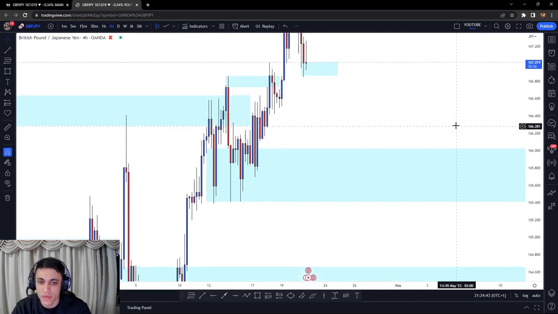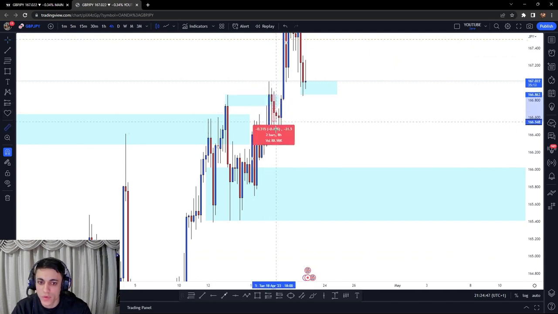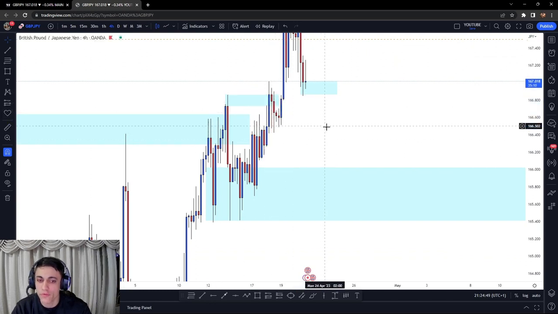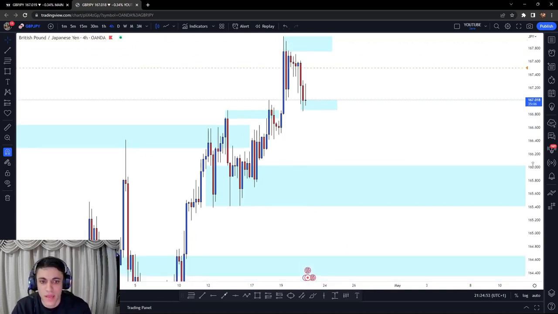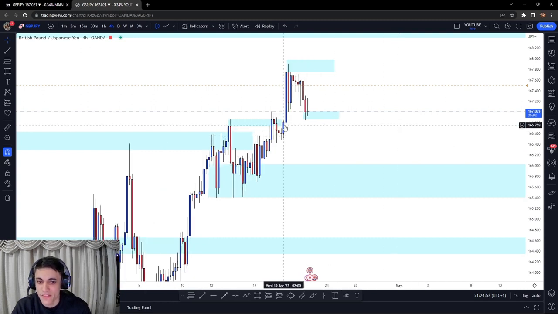Look what happened. Price dropped literally from this point on, it dropped 44 pips. Tell me that's not a beautiful trade. 44 pips, I'm happy. I'll take 44 pips any day. Right? So there we go.